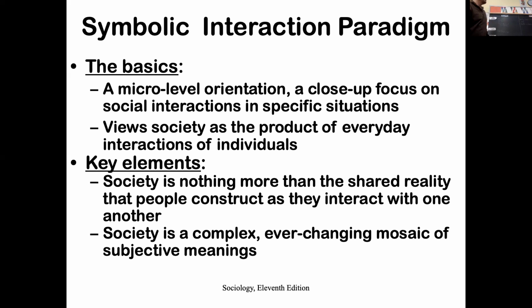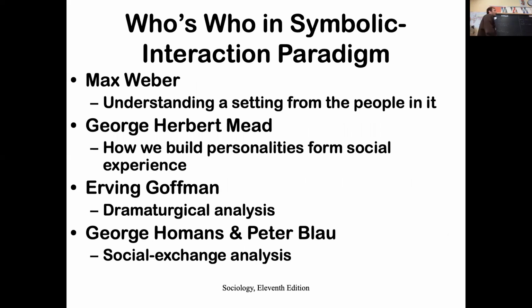All right, so here are important figures of symbolic interaction, this micro level perspective, this theory of sociology. So Max Weber: understanding a setting from the people in it. Again, looking at how people interact with one another and form these connections and groups to build society in the right direction, building more opportunities for people through this interaction.